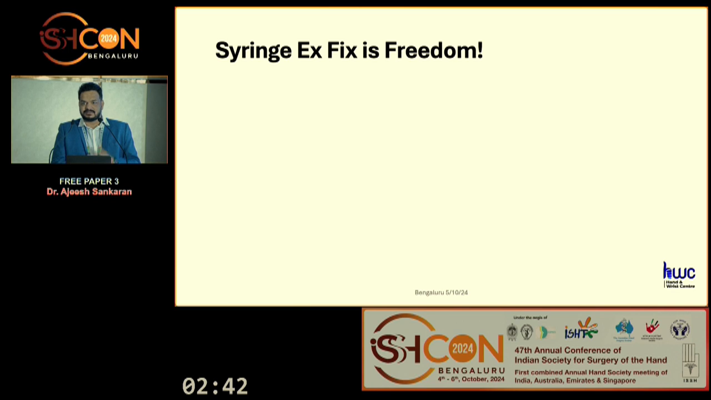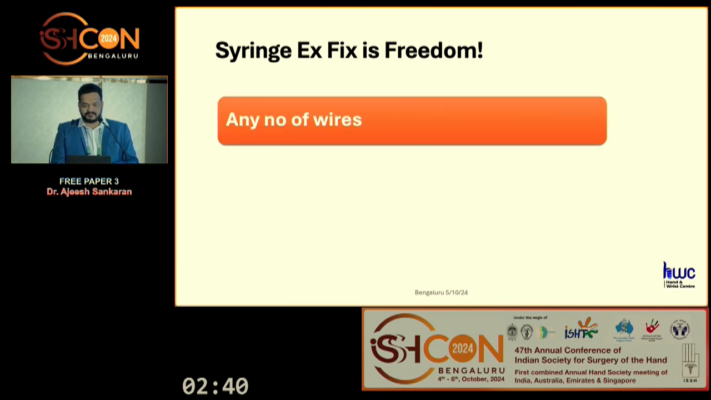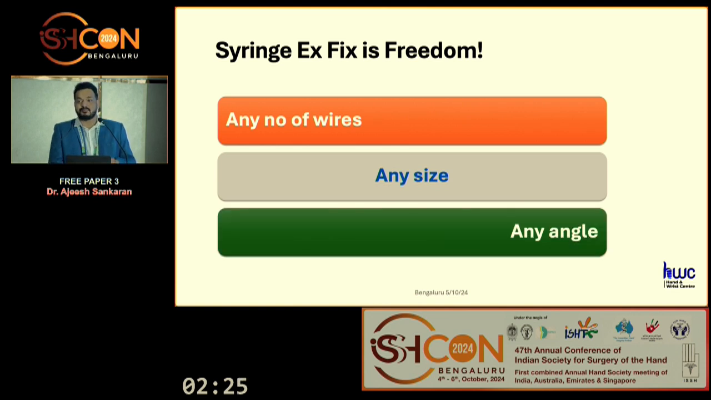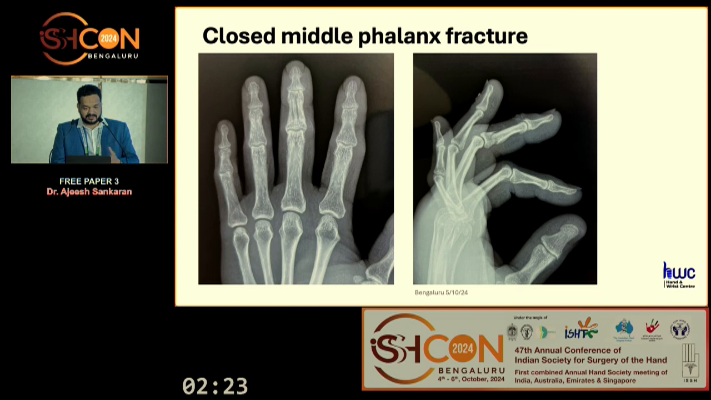And the idea here is that the syringe fixator gives you the freedom to use any number of wires in the finger of any size. So of course, usually you would end up with 1 mm, 1.2, 1.5, but all of them would work, whichever you think would be the most appropriate for the fragment you're trying to fix. And that would get any angle as well. I'll try to illustrate that.